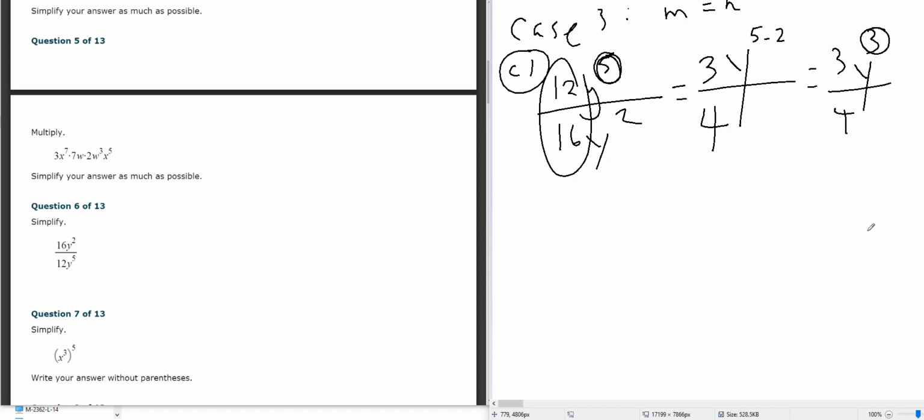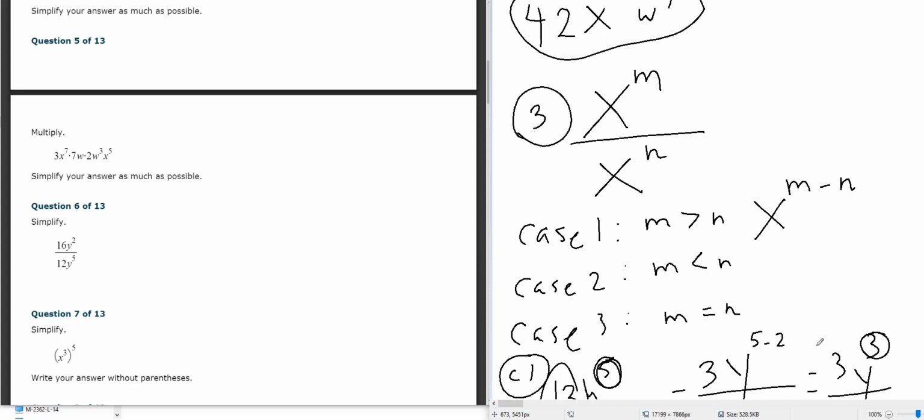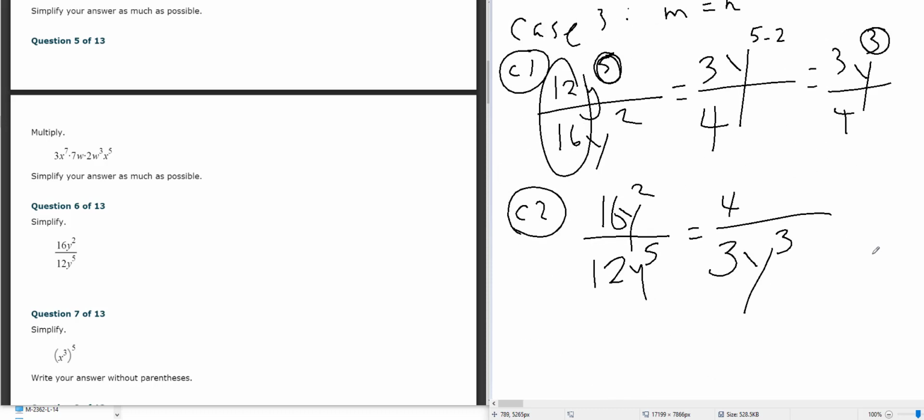Now, case 2 is the one that we have in our example for lesson 5, and that is 16y to the 2nd over 12y to the 5th. And that's going to give me a 4 over 3, and my y to the 3rd is going to be in the bottom. And the reason for that is this is 1 over x to the m minus n. And just think of it this way. If you have more y's in the denominator, you're going to have y's in your denominator in your answer, and you're still going to subtract 5 minus 2.